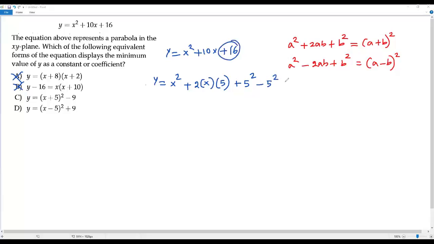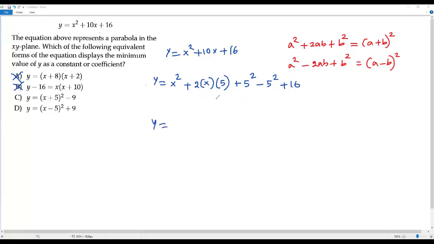At last, I'm taking this positive 16. I made some changes in the given quadratic function, but even if I simplify this, it must be equal to the original x squared plus 10x plus 16. Let's check that. We have x squared, and the simplification of this one is 10x. And positive 5 squared and negative 5 squared are a zero pair, so they cancel out, and we have positive 16. So the expression I have here is equal to the original.